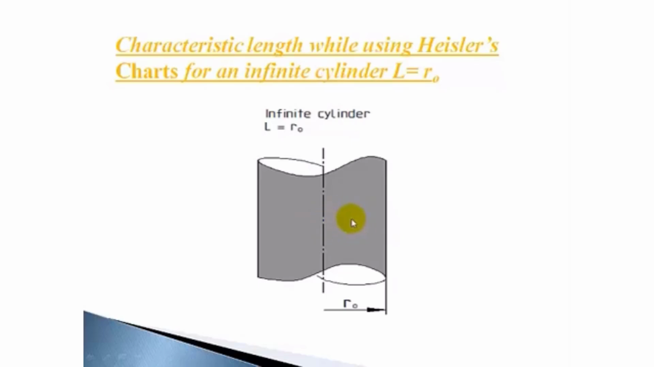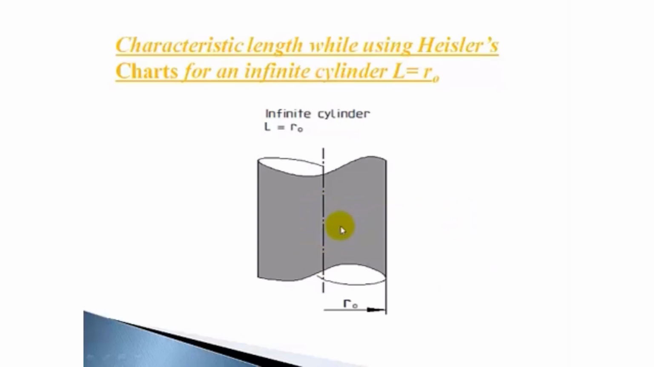For that you need to use the Heisler's chart. There are three charts. The first chart is used to find out the axis temperature. From the chart you will get the temperature difference, theta naught by theta i, so from that you can calculate theta naught. Theta naught will give the center temperature difference at the end of a specified time period. Once you get the center temperature difference, you can find out the center temperature.